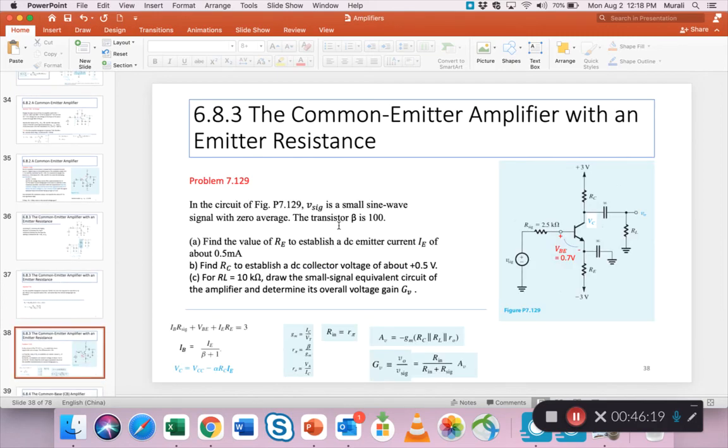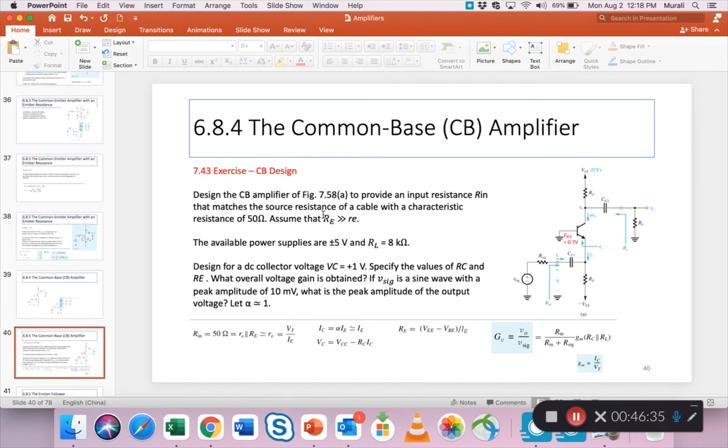That's one exercise. Here's another problem, 7129, also with an emitter resistance. I think this is pretty easy to follow. Just use all these formulas and you can solve it. I have one example of a CB design. I will also let you look through this. If you have any questions from my notes, let me know.